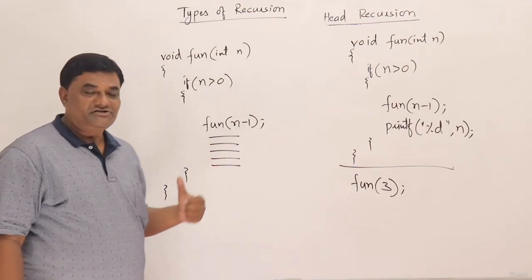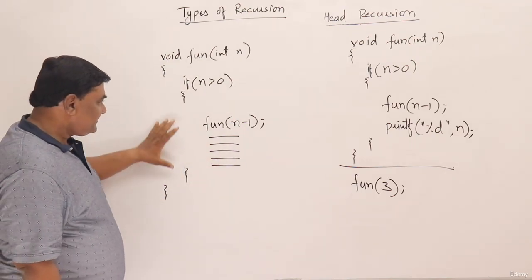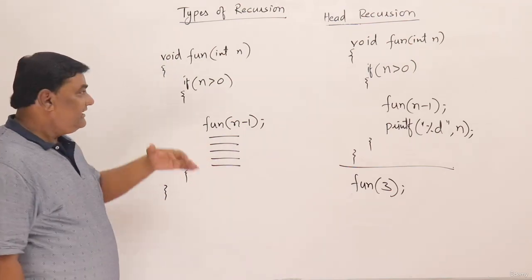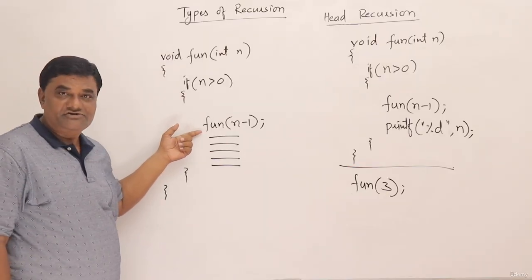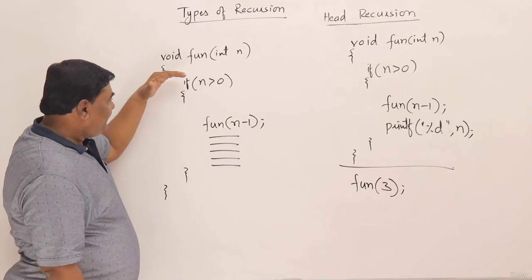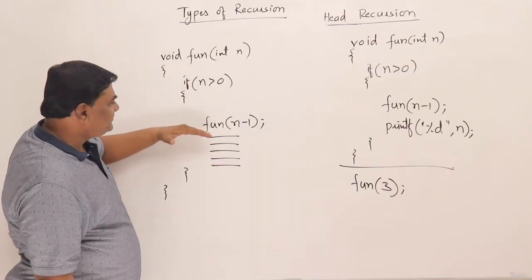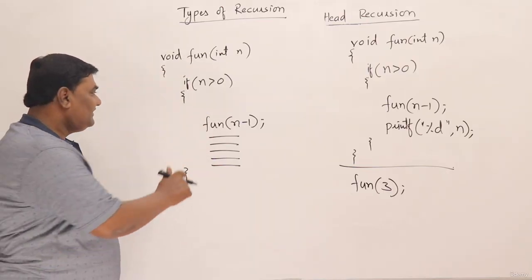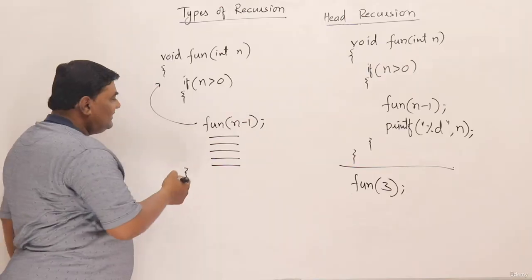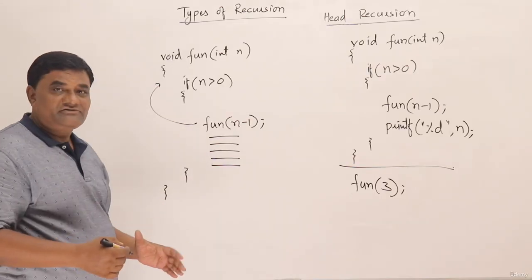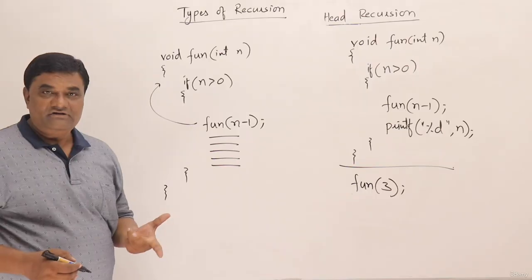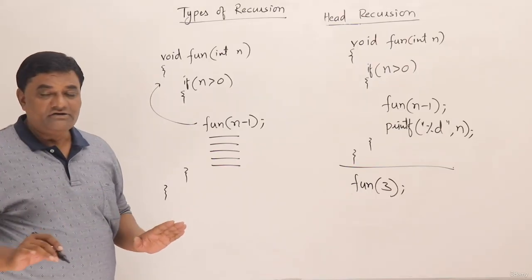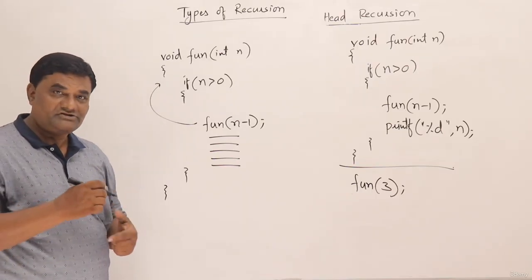Now let us see head recursion. This is the structure for head recursion. If there is a function that is calling itself, so it's a recursive function, then the first statement inside the function is the recursive call. It is calling itself here. Then whatever processing it has to do, it does afterwards, after the recursive call. So there is no statement, no operation before the function call.